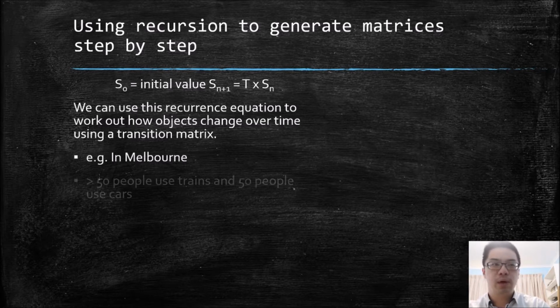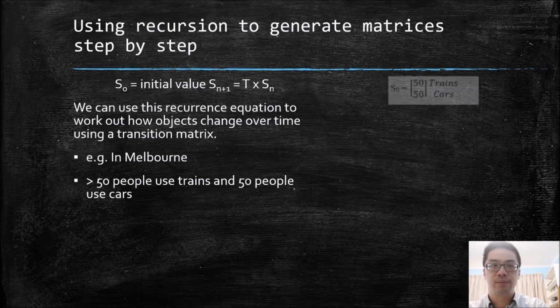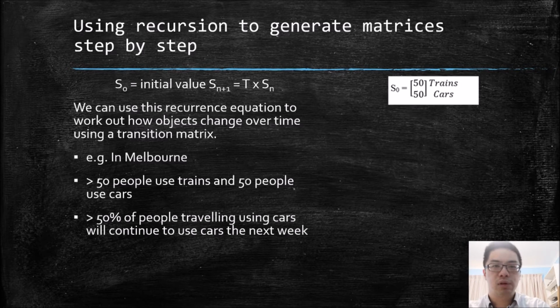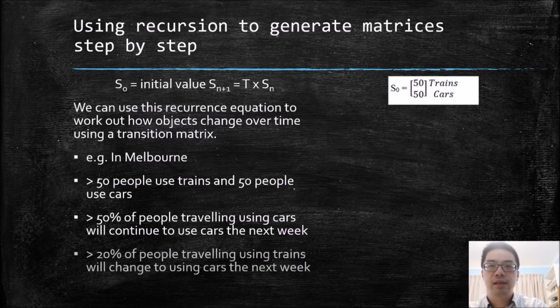So for example, in Melbourne, 50 people use trains and 50 people use cars. This is what we call the initial value, so S0. 50% of people traveling using cars will continue to use cars the next week. And 20% of people traveling using trains will change to using cars the next week.